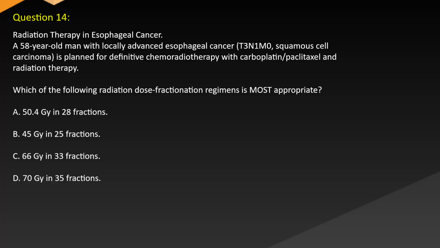Question 14. Radiation therapy in esophageal cancer. A 58-year-old man with locally advanced esophageal squamous cell carcinoma is planned for definitive chemoradiotherapy with carboplatin, paclitaxel, and radiation therapy. Which of the following radiation dose fractionation regimens is most appropriate? A. 50.4 Gy in 28 fractions. B. 45 Gy in 25 fractions. C. 66 Gy in 33 fractions. D. 70 Gy in 35 fractions.